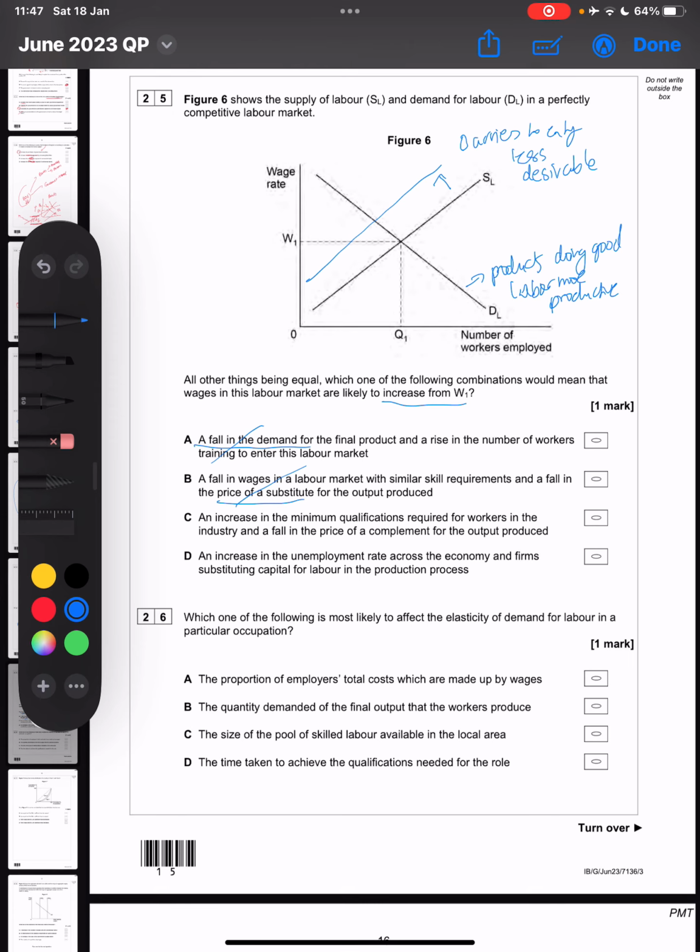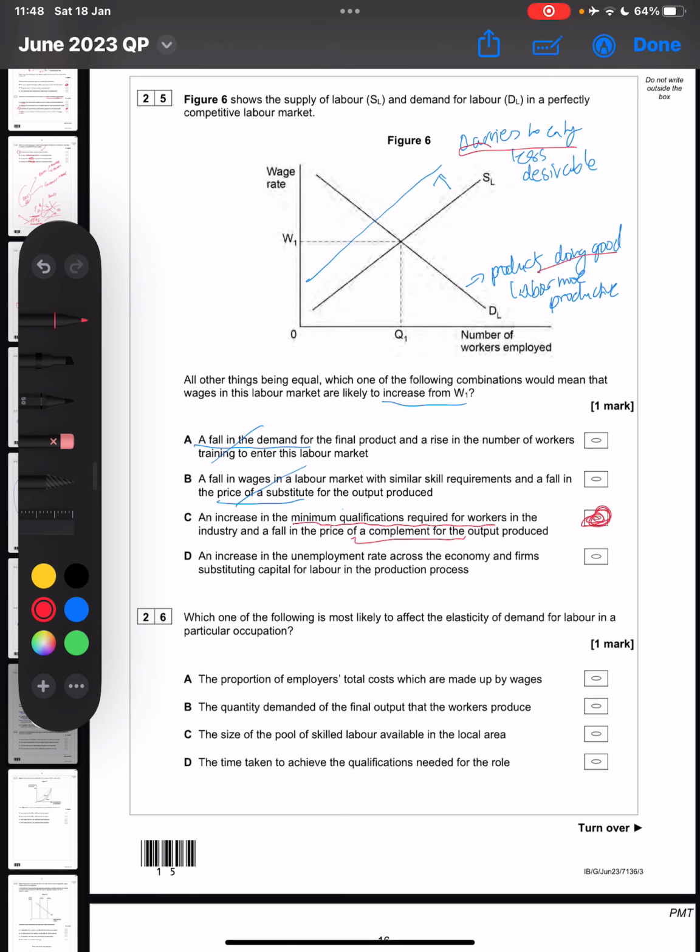An increase in the minimum qualifications. This sounds like a barrier to entry, so it's harder for the workers to get into this market. The price of a complement is falling, so that means you will buy this good because it's cheaper to buy both the complement and this good. So you'll have more demand for this product, and as a result, you will be needing more labor. So those two factors there sound great.